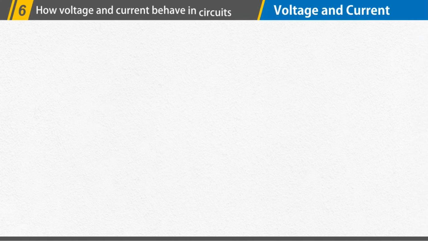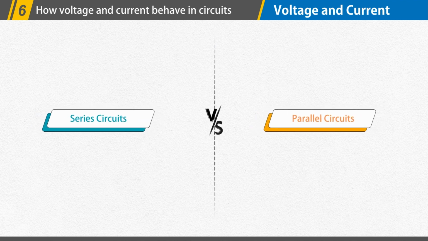At this point, I expect our concept of voltage and current to be almost clear. So we'll move on to our next point, which is how voltage and current behave in circuits. Circuits are mainly divided into two categories: series circuits and parallel circuits.